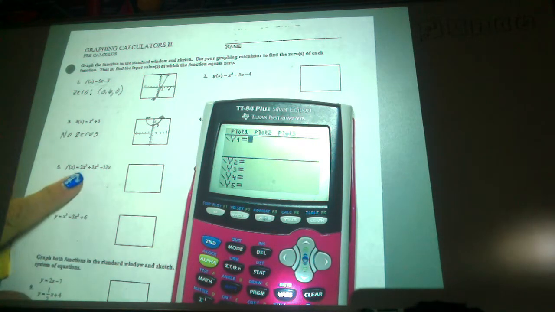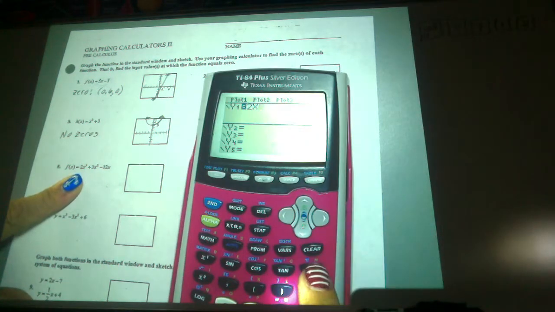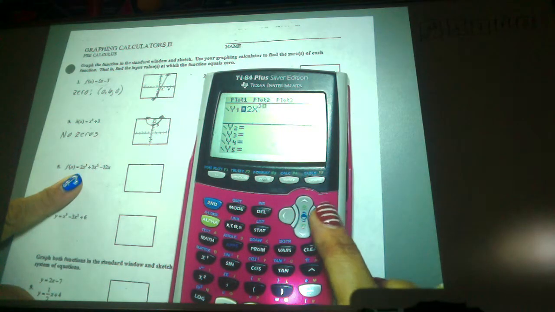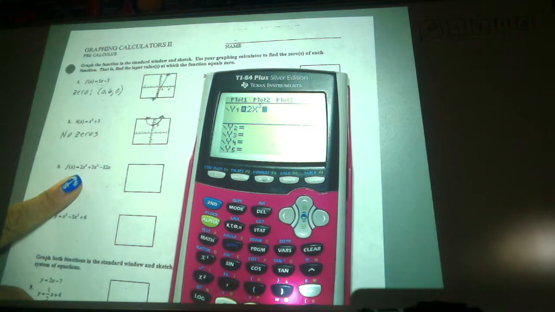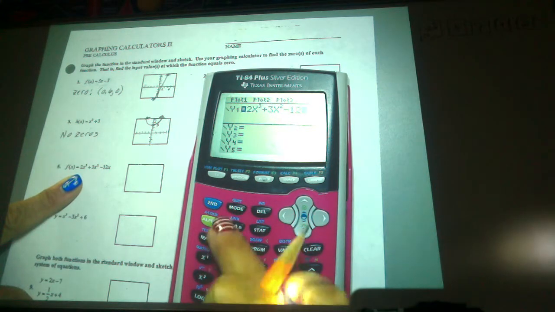and we're going to input 2x cubed. You have no choice but to use the caret button. Mine makes it look like an exponent. Yours is going to show the caret on the school bus yellow, cube, plus 3x squared, which is the square button, minus 12x.